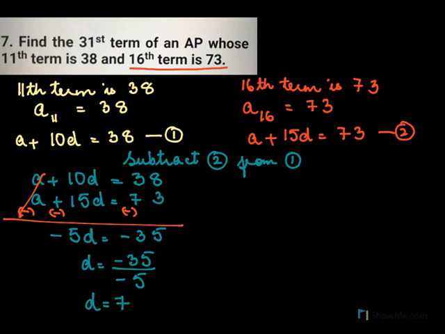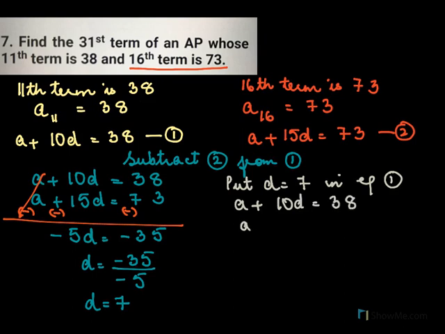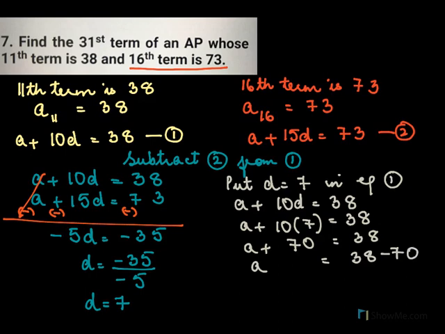For the next part you need to find A. So we'll put D equal to 7 in equation 1. So that is A plus 10D equal to 38. A plus 10, we know D is 7, equal to 38. A plus 70 equal to 38. A will be equal to 38 minus 70. So A will be minus 32.